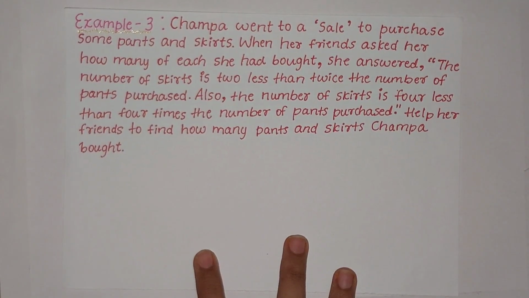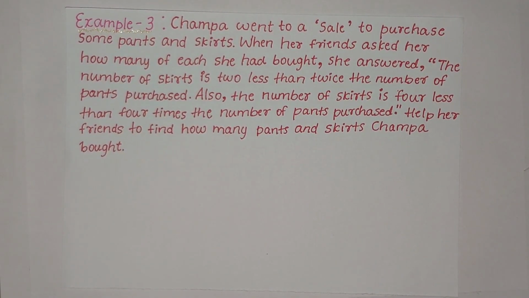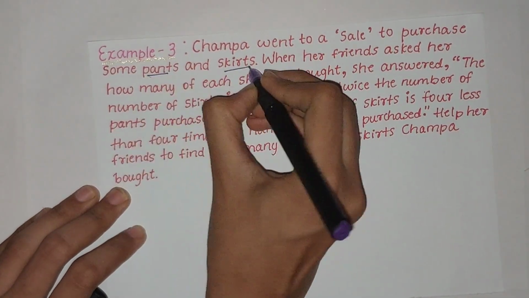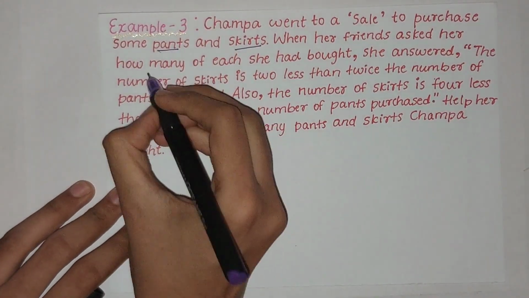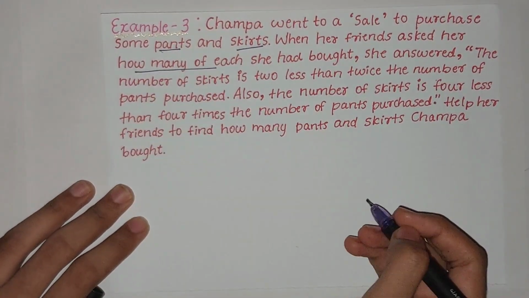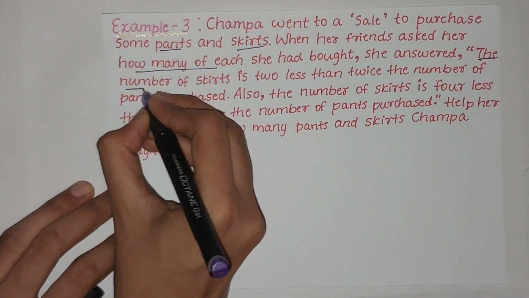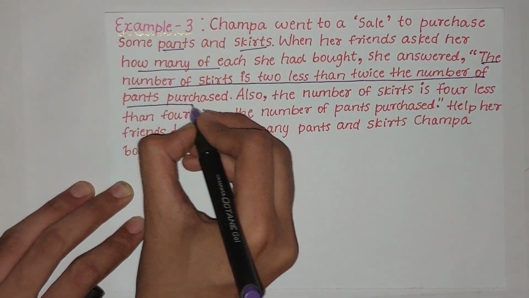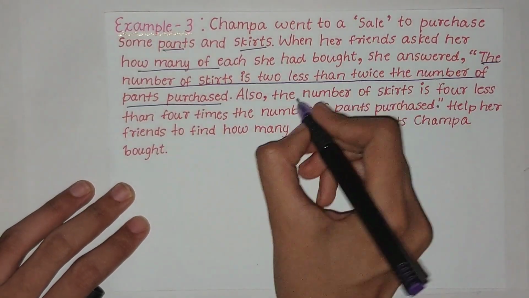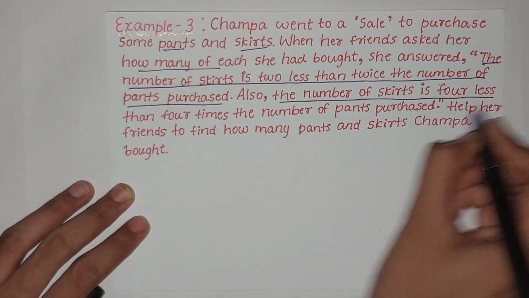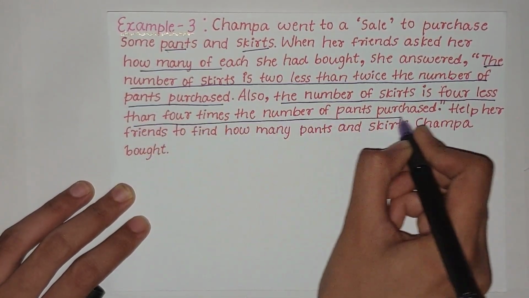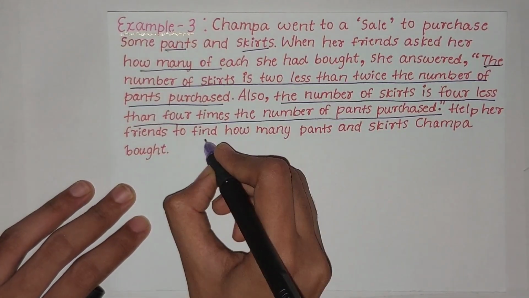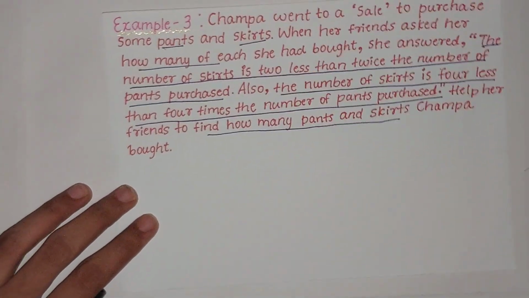So your third example is: Champa went to a sale to purchase some pants and skirts. When her friends asked her how many of each she had bought, she answered, the number of skirts is 2 less than twice the number of pants purchased. Also, the number of skirts is 4 less than 4 times the number of pants purchased. Help her to find how many pants and skirts Champa bought.